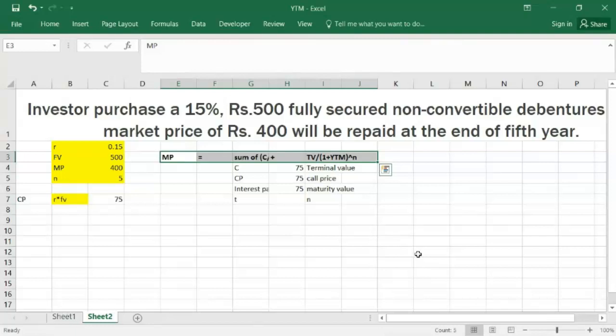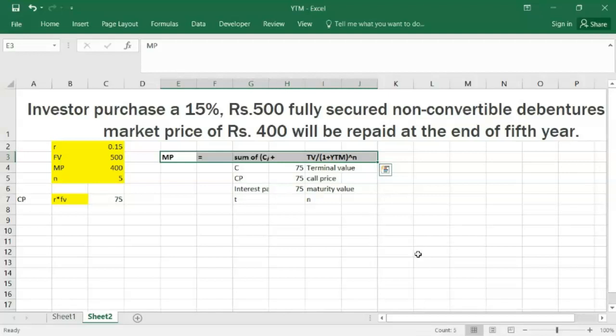Yield to maturity is calculating the percentage, or the rate of return, which is equal to the market price. So the value of the market price is equal to the present value of cash flows. It is whatever value I will receive during the maturity period, whatever interest payments I will receive during the period, all the values are converted to present value.